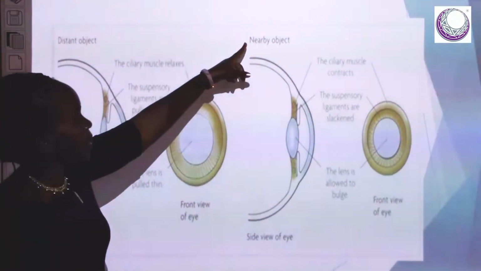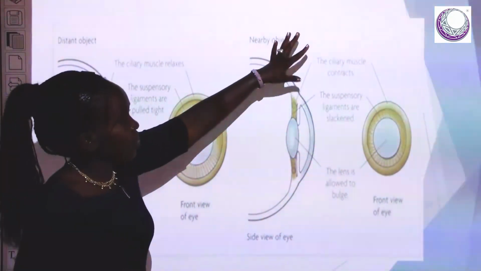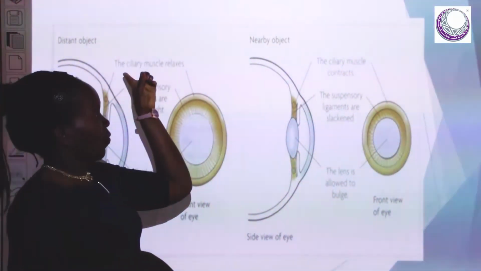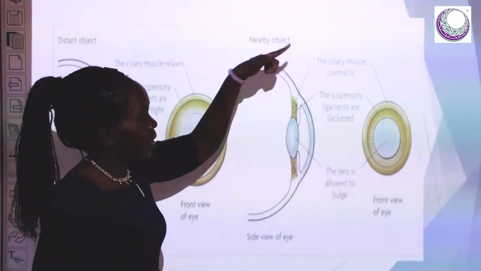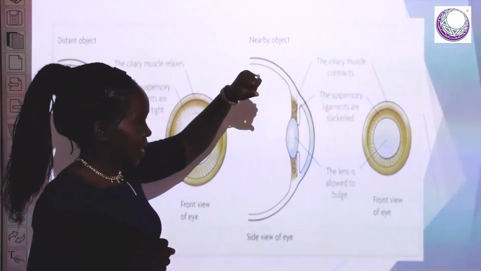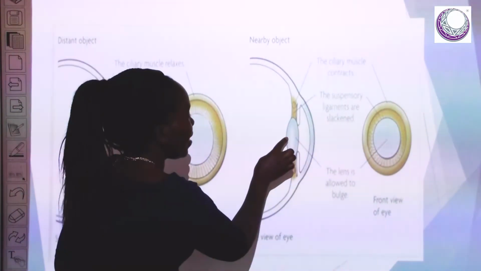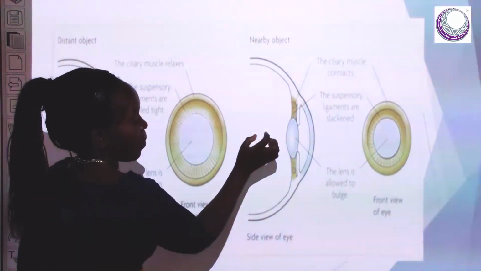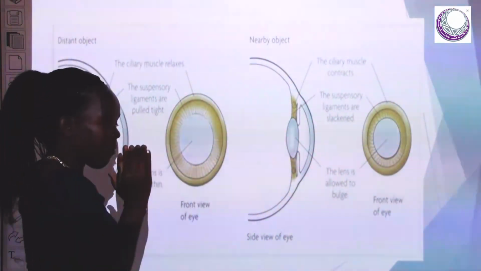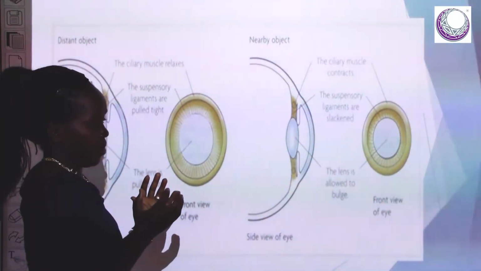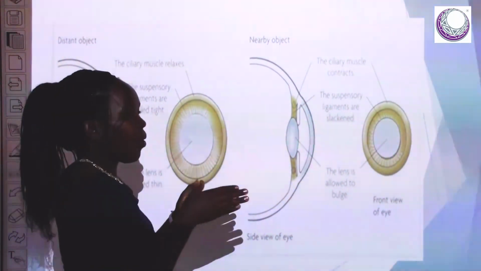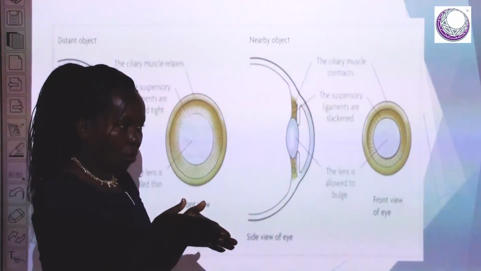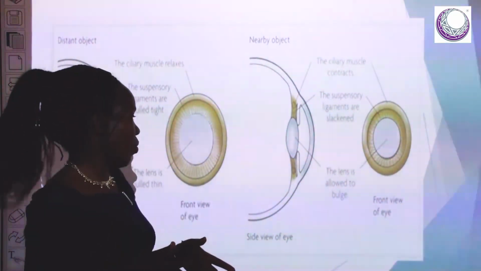Then when looking at a near object, the ciliary muscles contract. They do the opposite of what happens here. They contract, and then the suspensory ligaments slacken, and you can see that the lens becomes what? They become thicker, fatter, bulged, and this is going to allow the light to be refracted more, thereby focusing on a near object.